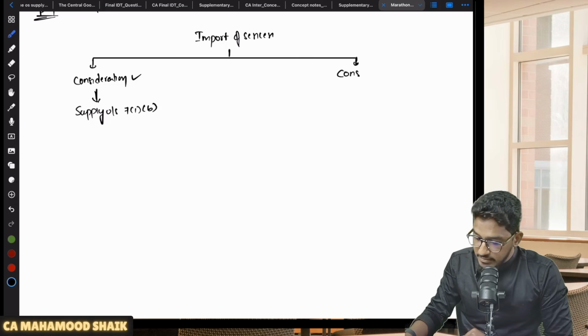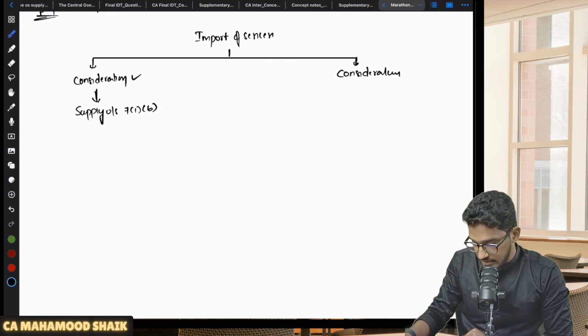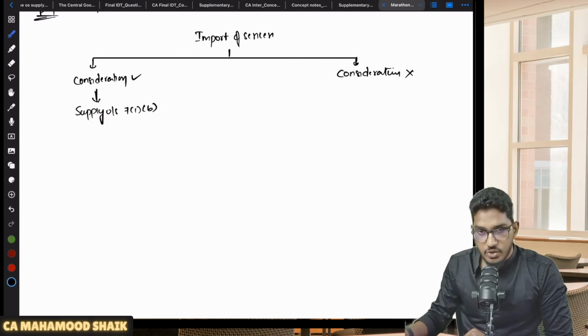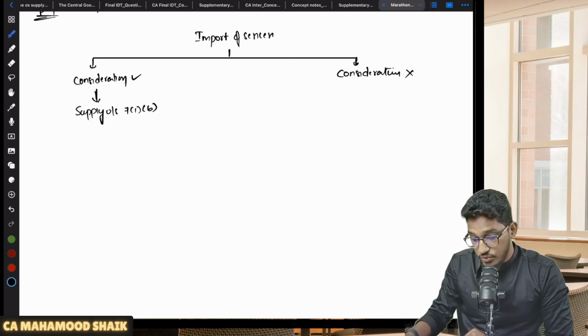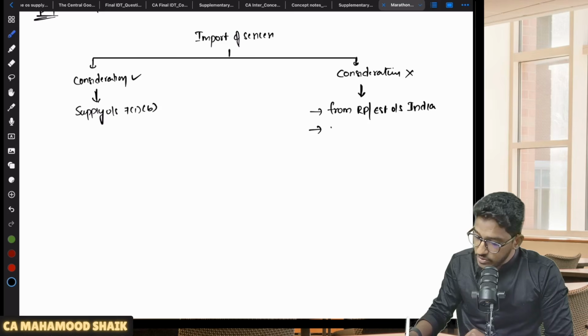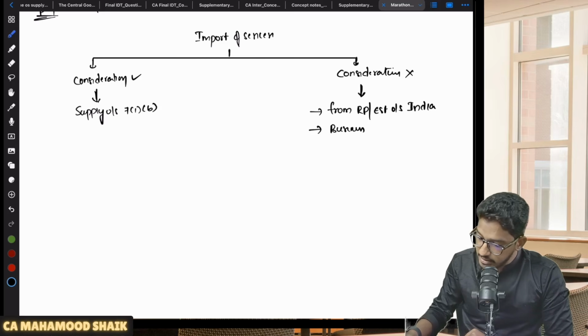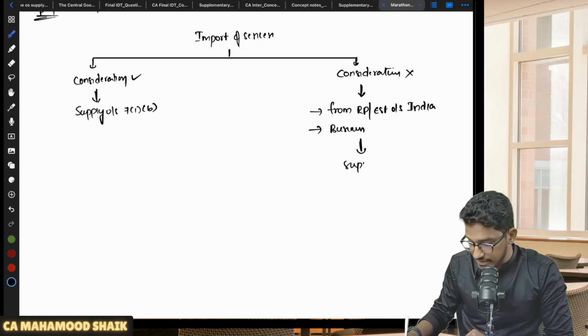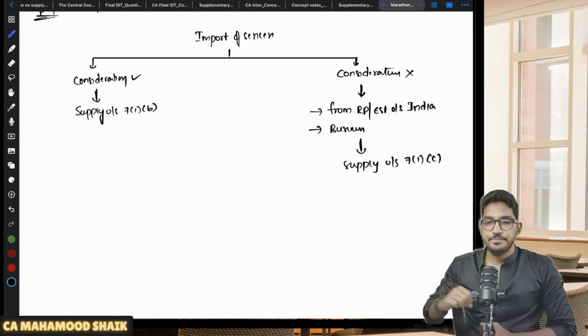Sir, I am importing the services, but there is no consideration, sir. If there is no consideration, don't immediately conclude that it is not a supply. You need to check one more thing. If you are importing the services without consideration, then you have to check from whom you are importing the services. Are you importing the services from a related person or your own establishment outside of India? That you have to check. Yes, sir. Answer is yes. Then you have to check, is it in the course or furtherance of the business? Yes, sir. Answer is yes. Then it will get qualified as supply under section 7, subsection 1, clause C.